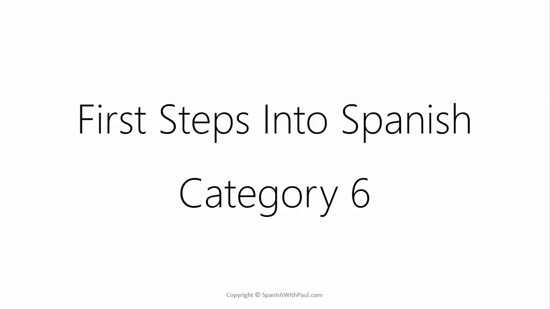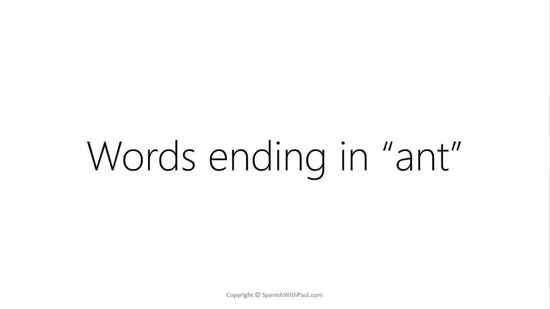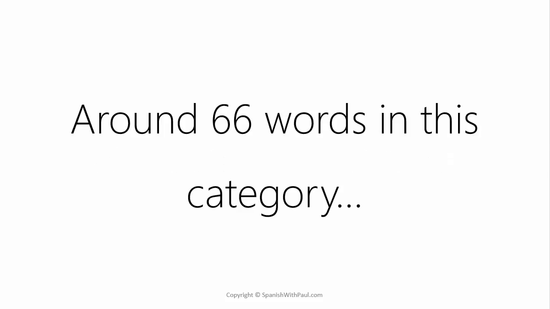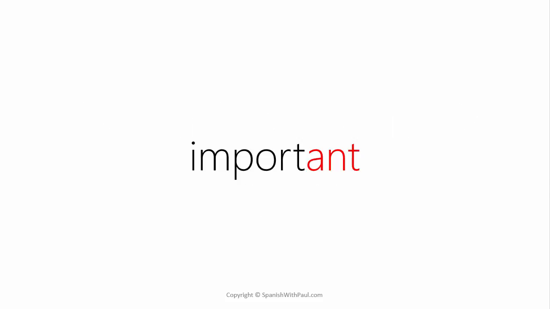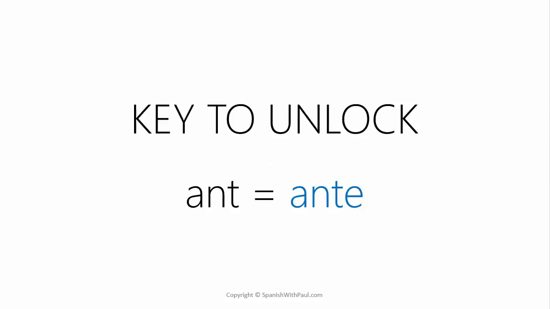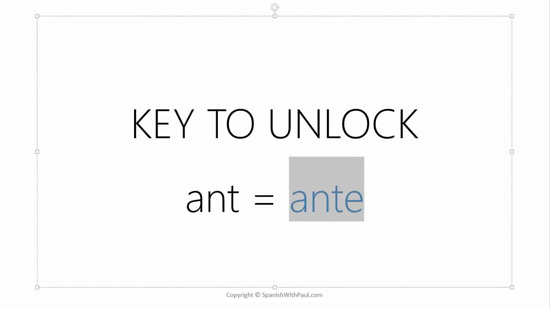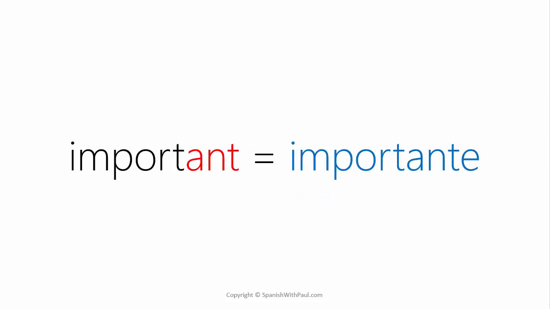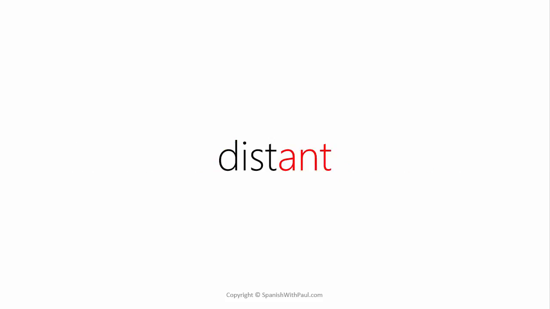For category 6, we're going to look at English words ending in A-N-T, and there's about 66 very useful words in this category. As an example, let's start off with something like important. You can see here ending in A-N-T. The rule to convert all of these words into Spanish is that A-N-T becomes ante in Spanish. So you're just adding an E onto the end, and the pronunciation is ante. So if we had important, that would become importante.